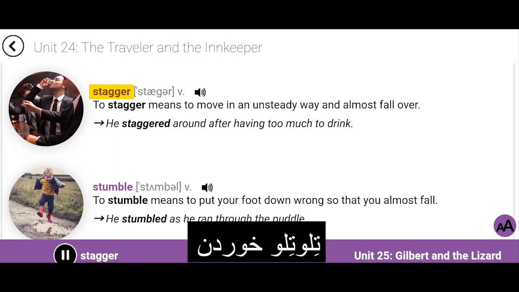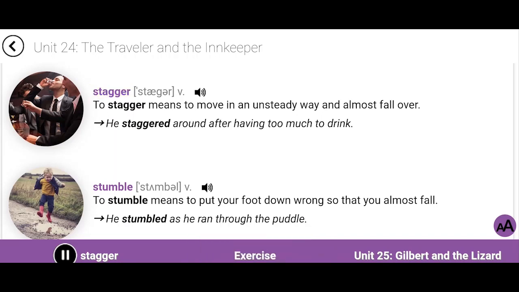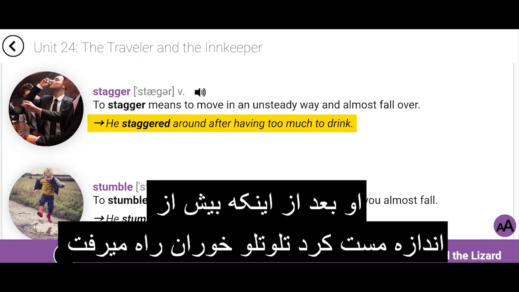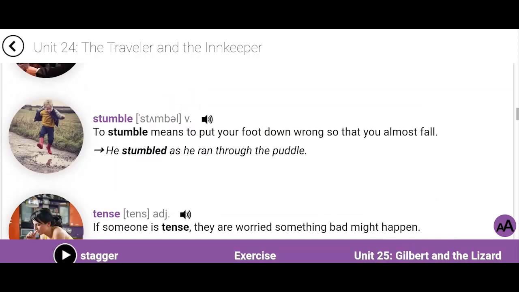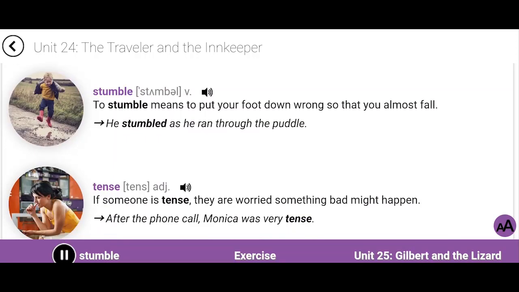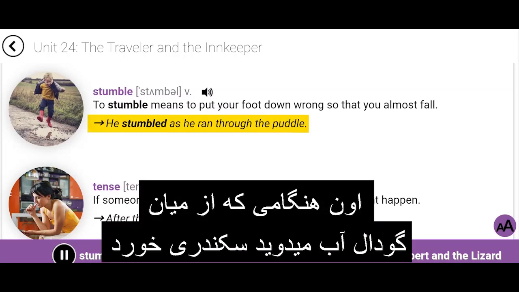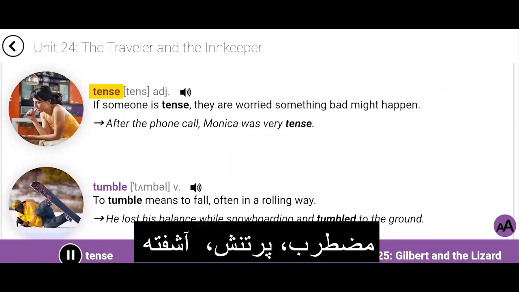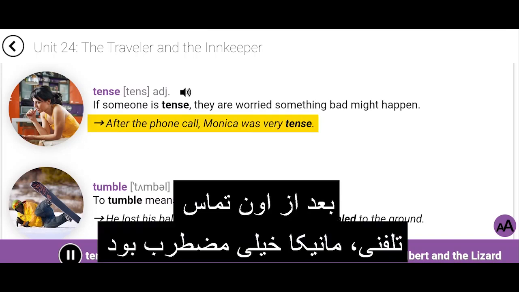Stagger. To stagger means to move in an unsteady way and almost fall over. He staggered around after having too much to drink. Stumble. To stumble means to put your foot down wrong so that you almost fall. He stumbled as he ran through the puddle. Tense. If someone is tense, they are worried something bad might happen. After the phone call, Monica was very tense.